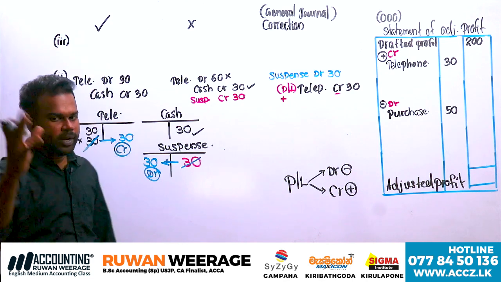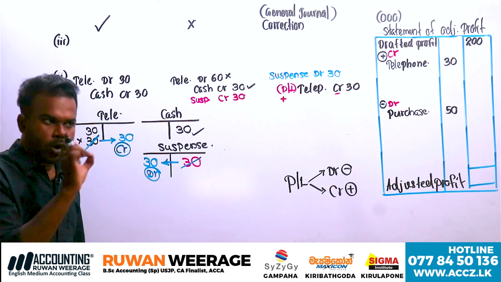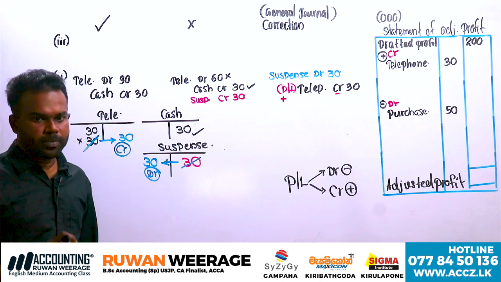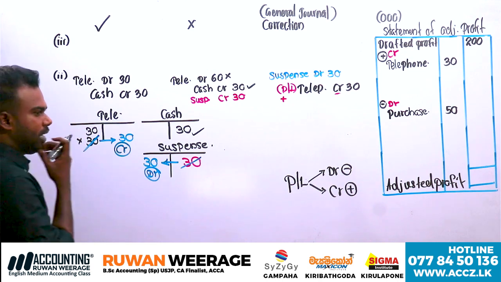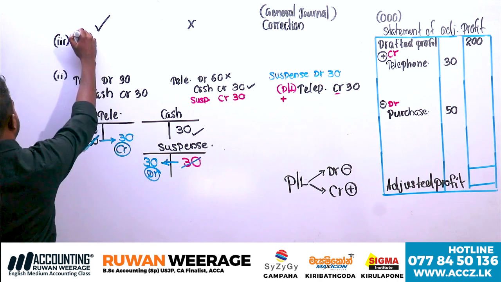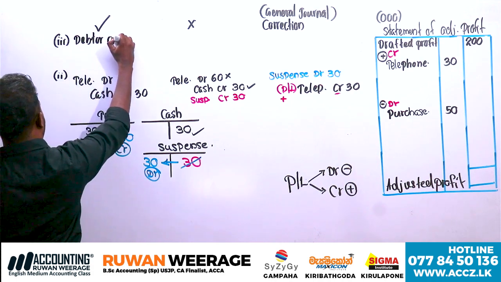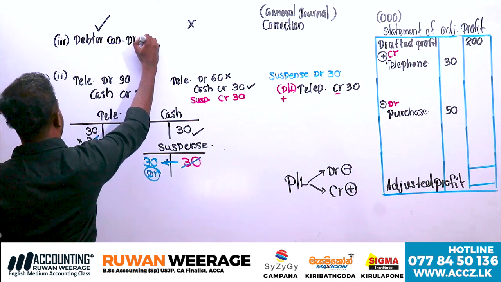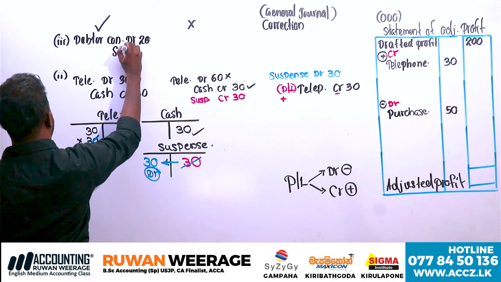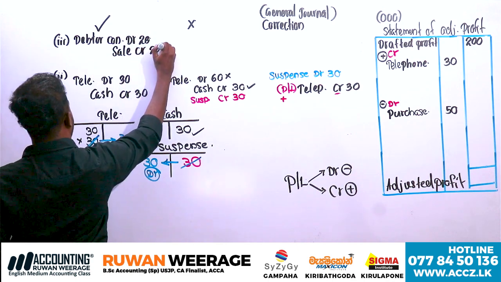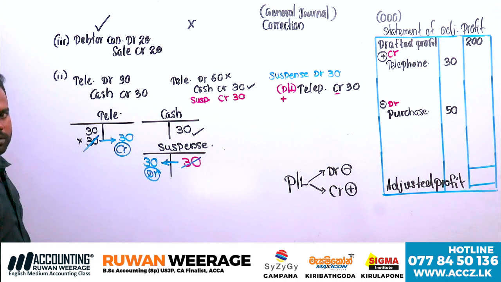What's the double entry? Let's assume 20,000. The total of the sales journal is 20,000. Let's assume like that. Sales journal means credit sales. Debtor control debit 20,000. Sales credit 20,000. That's the total.